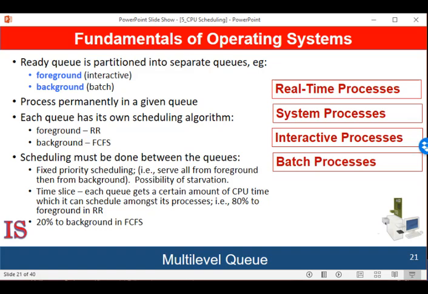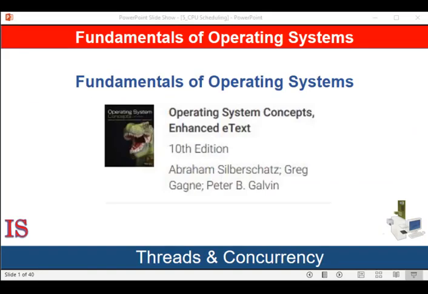Another possibility is to time slice among the queues. Here, each queue gets a portion of CPU time, which can then be scheduled among its various processes. For instance, in this example, the real-time processes could receive 40% of the CPU time, while the system, interactive, and batch processes would receive 60%. This would be as simple as letting the real-time processes have 4 quantum, while the system, interactive, and batch processes would each get 2 quantum apiece.